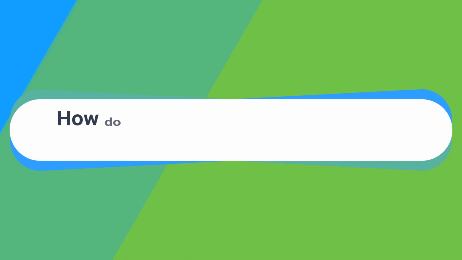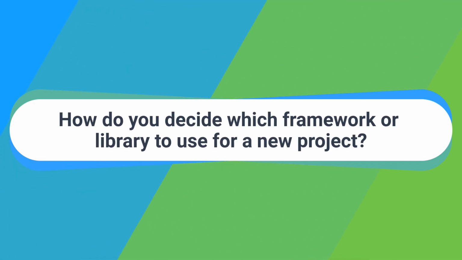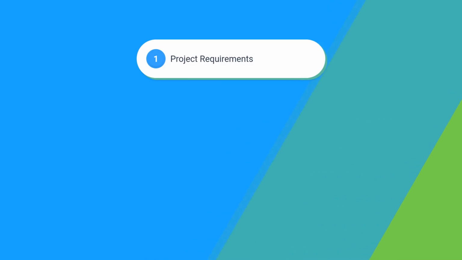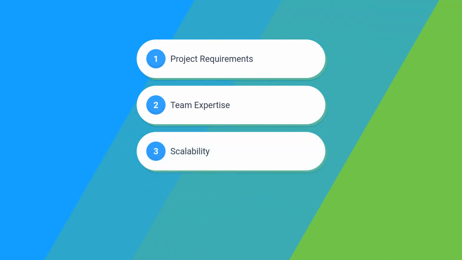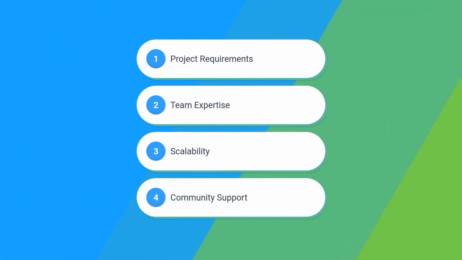How do you decide which framework or library to use for a new project? Project requirements. Consider the complexity, scale, and needs of the project. Team expertise. Choose a framework or library that the team is comfortable with or can quickly learn. Scalability. Assess how well the framework or library scales with the application's growth. Community support. Prefer frameworks and libraries with strong community support and frequent updates.